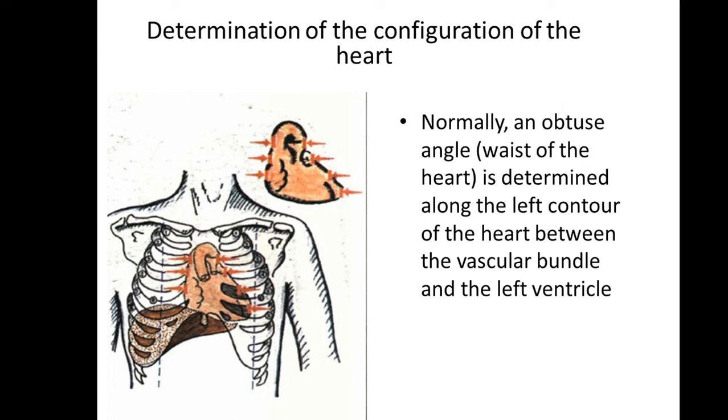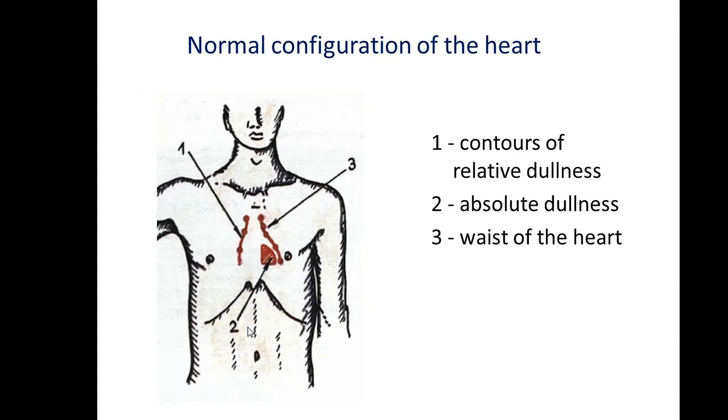Next is the determination of the configuration of the heart. Normally, an obtuse angle, the waist of the heart, is determined along the left contour of the heart between the vascular bundle and the left ventricle, and you can detect that through all the intercostal spaces to find the whole configuration of the heart. And you see here the contours of relative dullness. This is the real size of the heart, and the contours of absolute dullness. This is the part of the heart which is free from lungs.